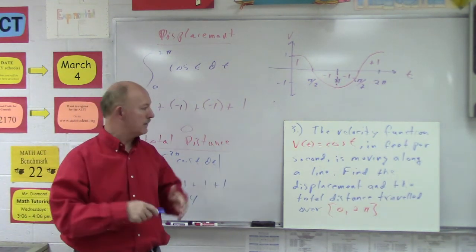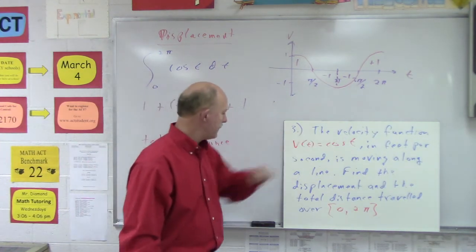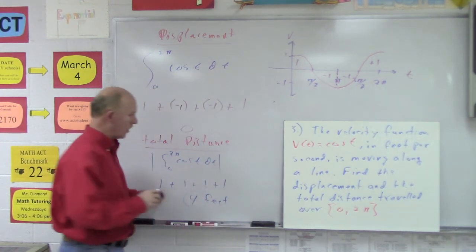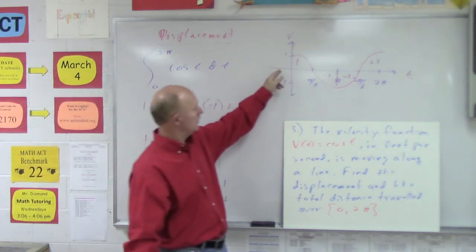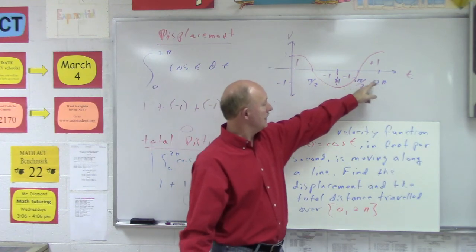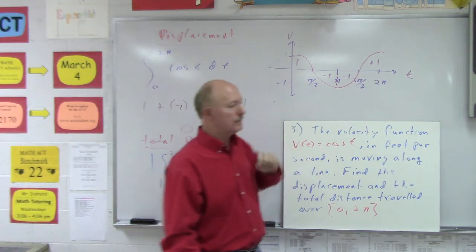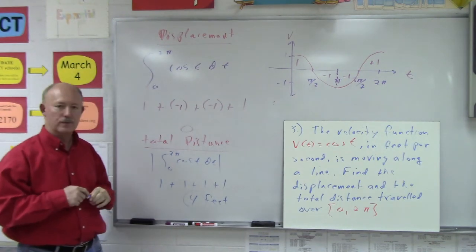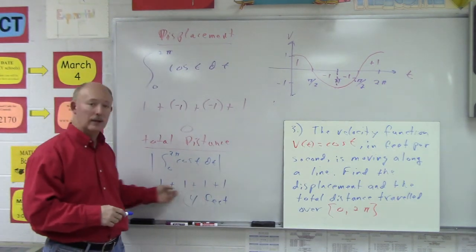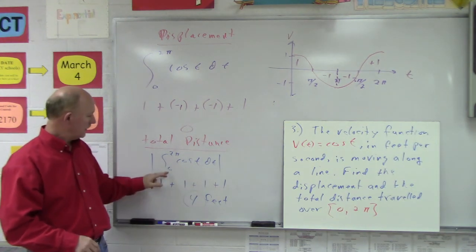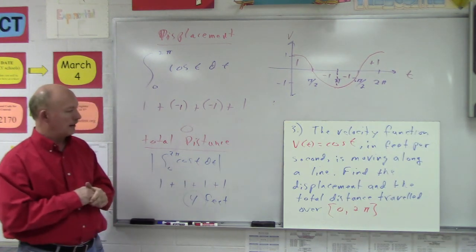In this case, it would be 4 feet, so the particle would have traveled 4 feet. It went to the right 1 foot, it went to the left 2 feet, and then to the right again 1 foot, for a total distance of 4 feet. So this particle has traveled a total of 4 feet. Just add them all up. This is the absolute value of the integral from 0 to 2 pi.